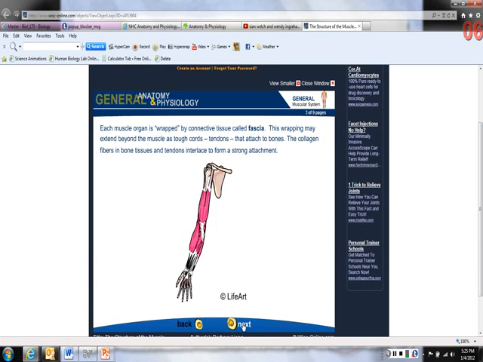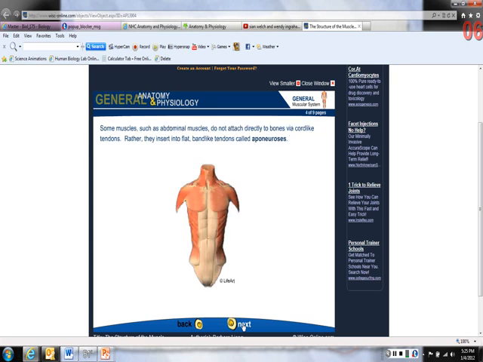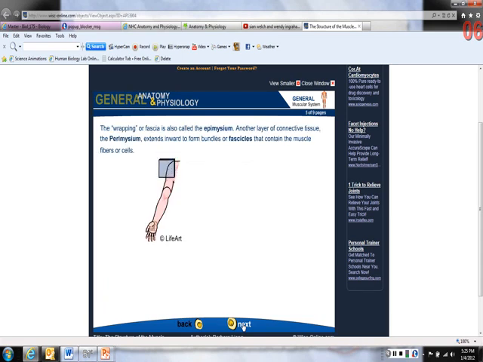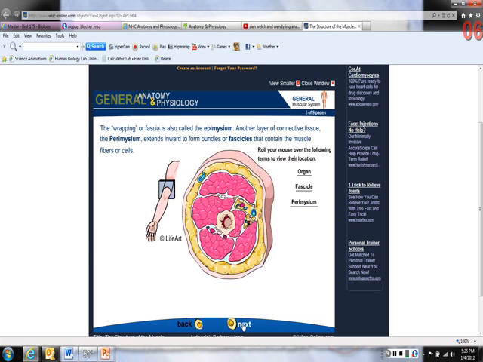The collagen fibers in the bone tissue and tendon interlace to form a strong attachment. Some muscles, such as the abdominal muscles, do not attach directly to bones via cord-like tendons. Rather, they insert into flat, band-like tendons called aponeuroses. The wrapping or fascia is also called the epimysium. Another layer of connective tissue, called the perimysium, extends inward to form bundles or fascicles that contain the muscle fibers or cells.